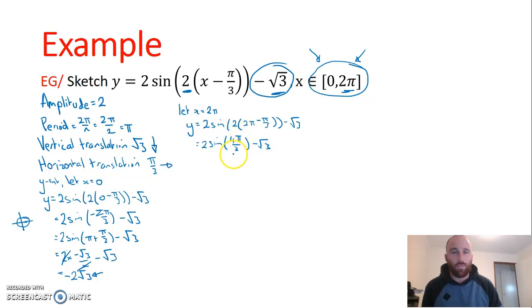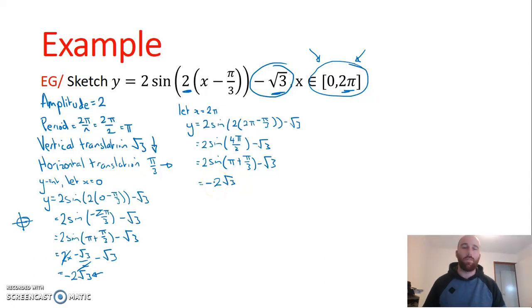What you notice is that 4 pi on 3 is exactly the same as the one that we did before. So sine of 4 pi on 3 ends up being in the third quadrant, and it becomes pi plus pi on 3, very similar to the question that we had before, minus square root 3. I'm not going to do the working out because I know that my answer is going to be minus 2 square root 3. So I found my starting point and my finish point. Not too bad.